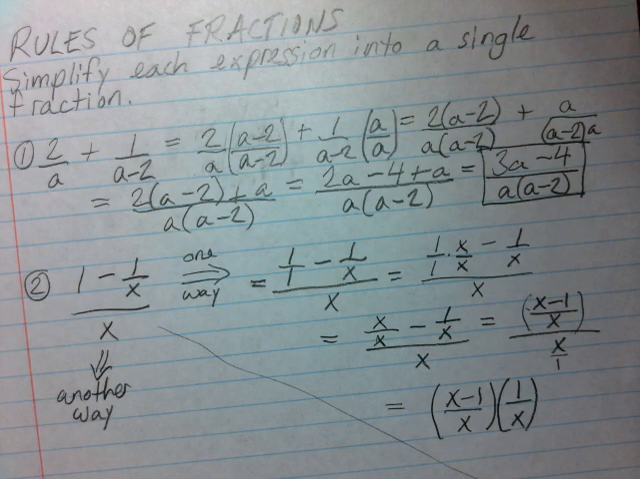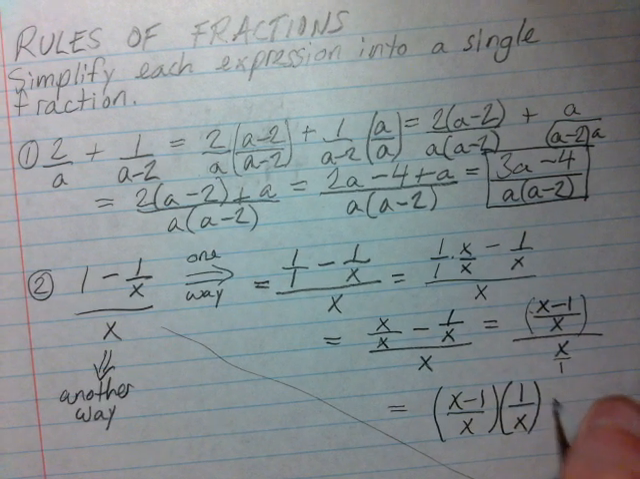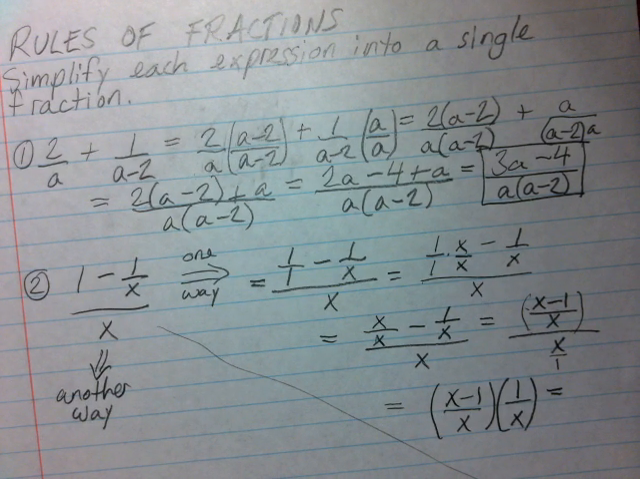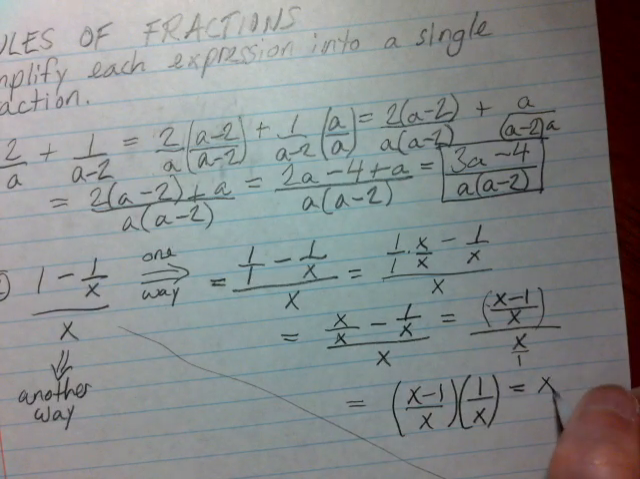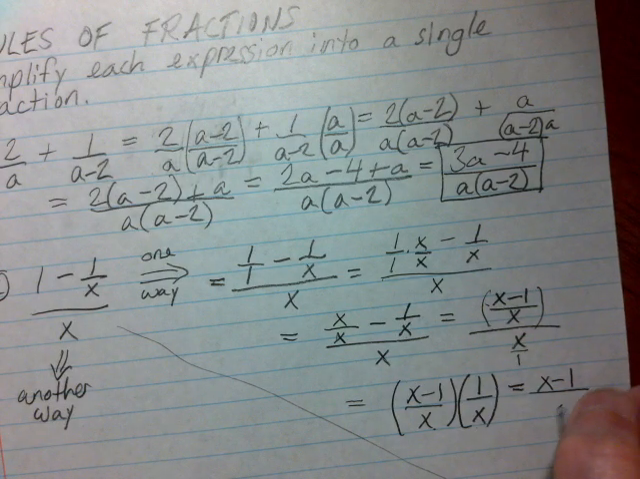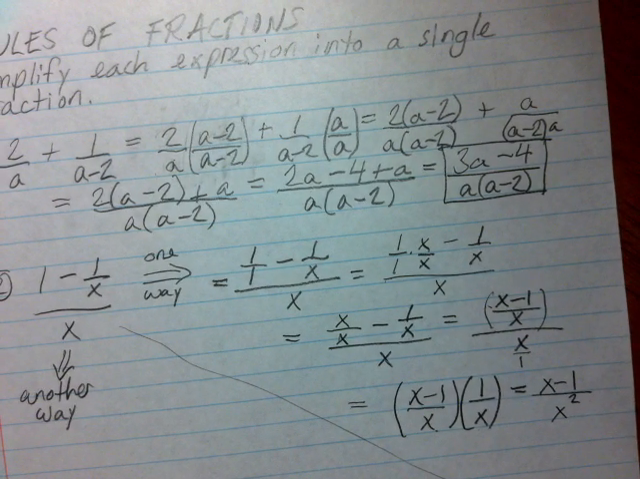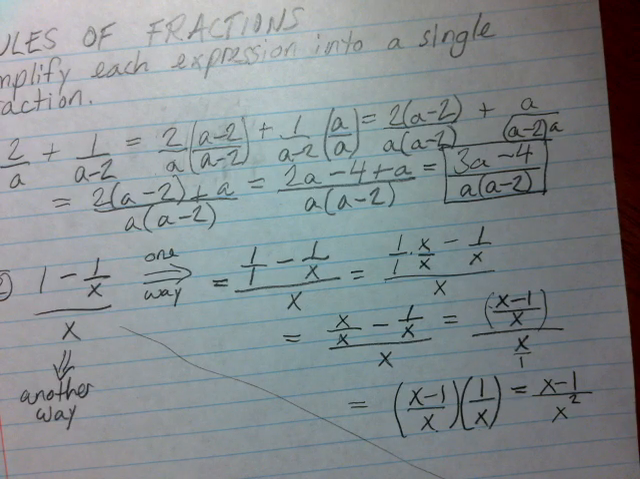Okay, and now I could just simplify a little bit. So I have a fraction times a fraction. So top times top, bottom times bottom. So x minus 1 is times 1. That times 1 thing doesn't change anything. So this is x minus 1. And on the bottom, I've got x times x, so that is x squared. Okay, so now I've written it as a single fraction.